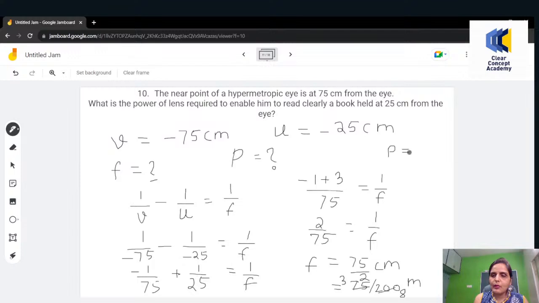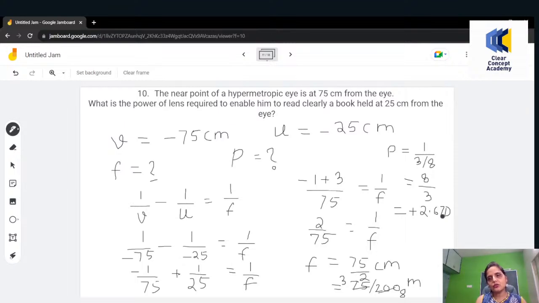So power is equal to 1 by F, which is 1 by 3 upon 8. So I have ensured that while calculating power of the lens, I have converted the focal length into meter. So 1 upon 3 upon 8 is nothing but 8 upon 3, which is nothing but plus 2.67 diopter. Since the defect is hypermetropia, lens used is convex lens. Since it is the convex lens, the focal length has to be positive.